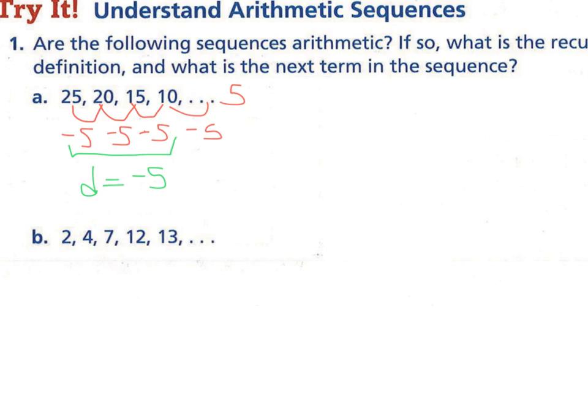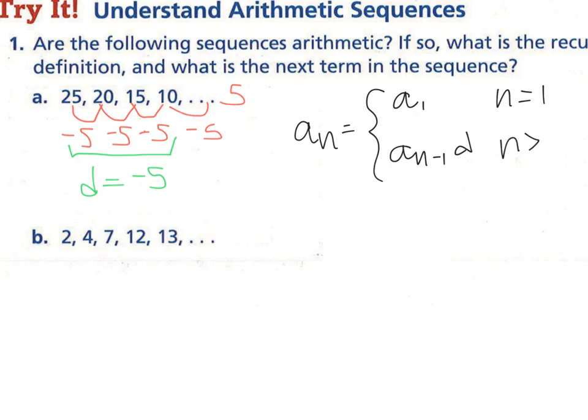In order to find the recursive formula, remember our recursive formula is always a sub n is equal to, and then we've got this fancy curly bracket, and we've got a sub 1, and then a sub n minus 1 plus the common difference, d, when n is equal to 1, and n is greater than 1.